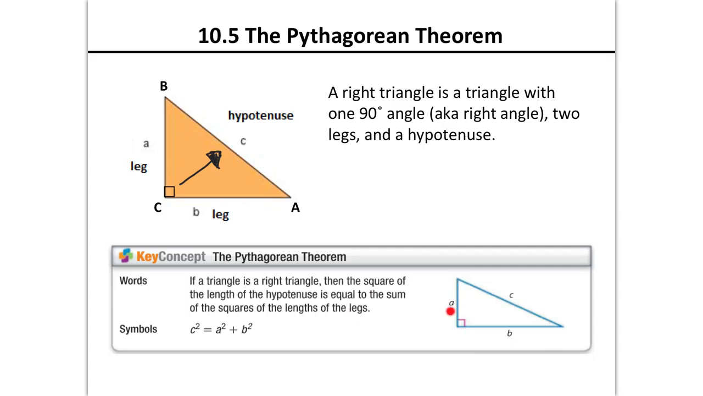Notice that if you pay attention a little closer, A is shorter than B, C is longer than A and B, and here's the 90-degree angle. So remember that the opposite side, the side away from the 90-degree angle, is your hypotenuse. So when you're looking for C, the side away from the 90-degree angle, that is your hypotenuse, and the other two sides are going to be your a squared plus b squared.